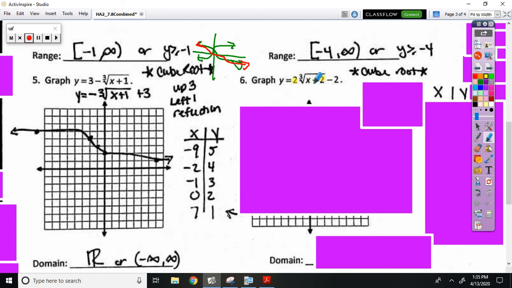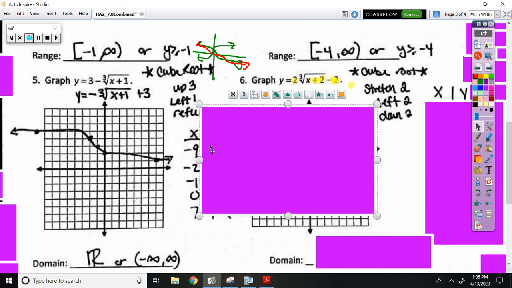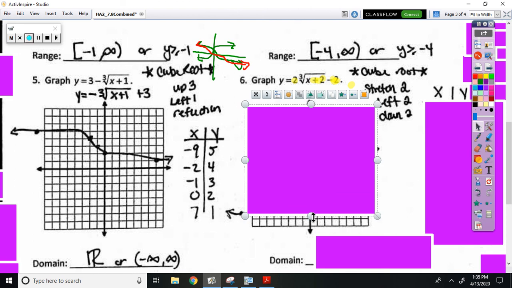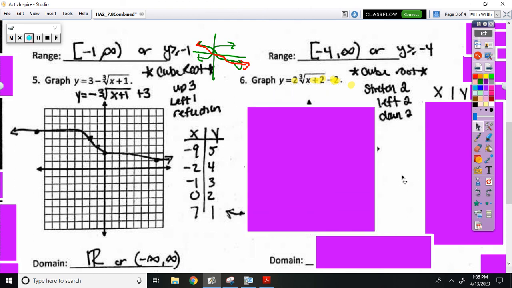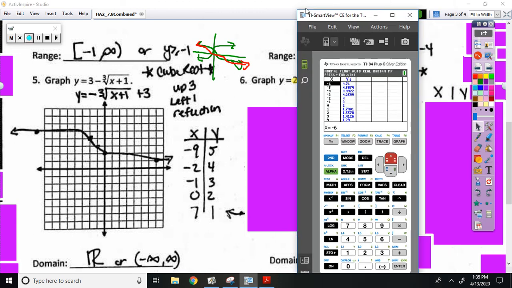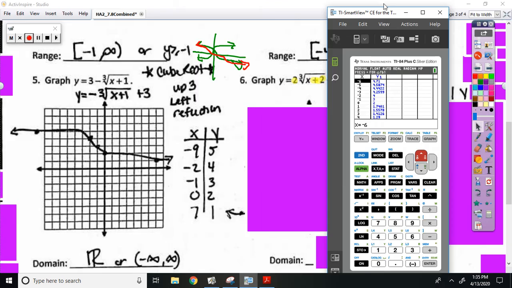This is telling me to go left 2, and this is telling me to go down 2. So stretch 2, left 2, down 2. But as I said, most of you are going to use your graphing calculators to assist you with this. So just make sure you're typing it in correctly.